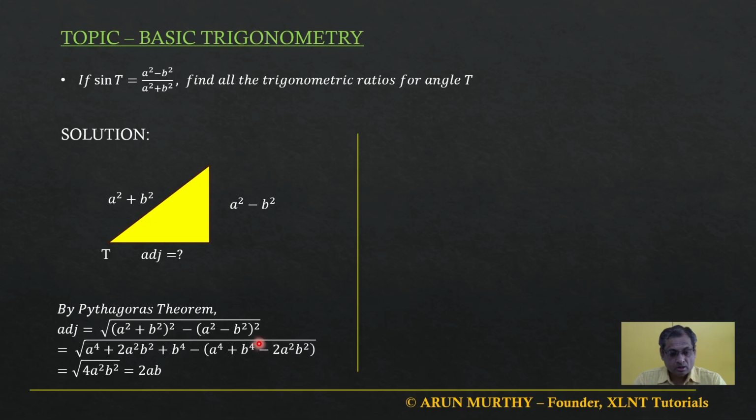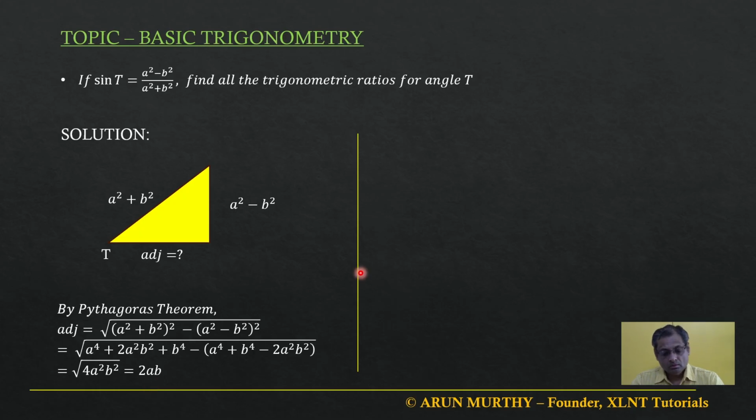Simplify this, expand it using the knowledge of identities. You get a⁴ + 2a²b² + b⁴ minus, when you expand (a² − b²)², we get a⁴ + b⁴ − 2a²b². Open the brackets again, simplify, and you will see that only the a²b² term will remain, others will get cancelled. So we get the square root of 4a²b², which gives us the adjacent side as 2ab.